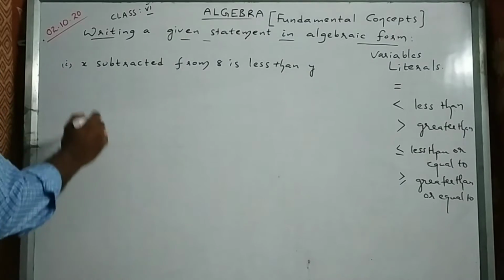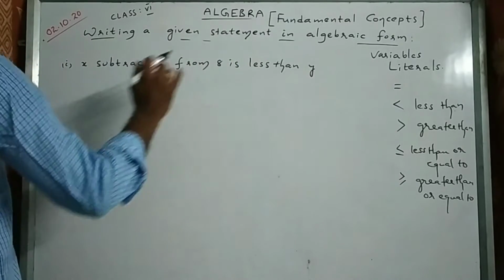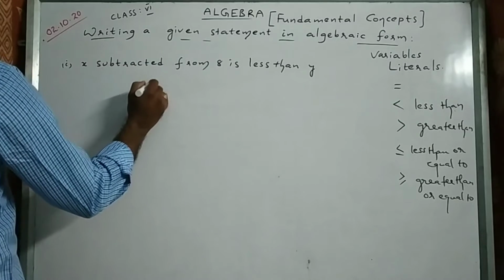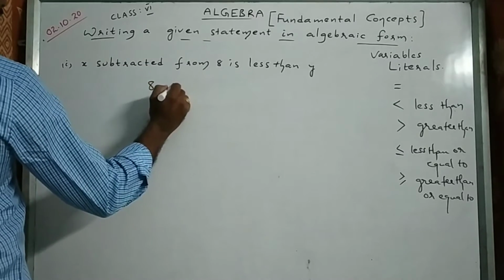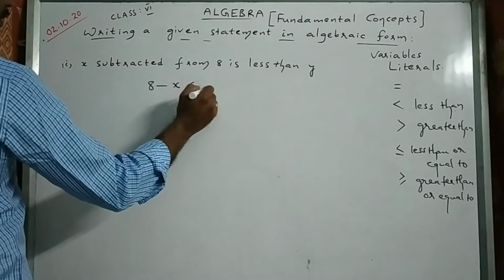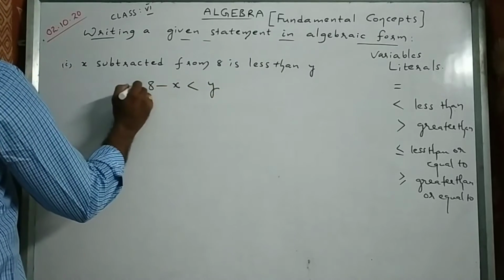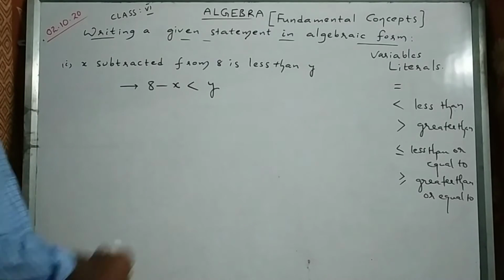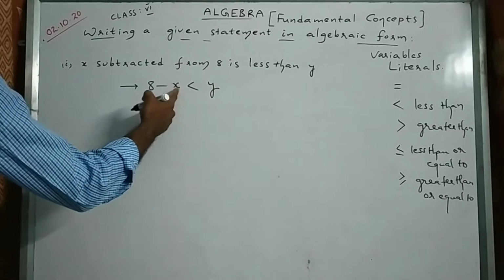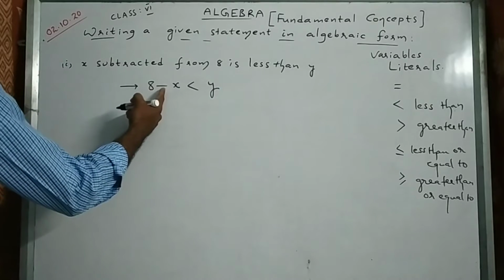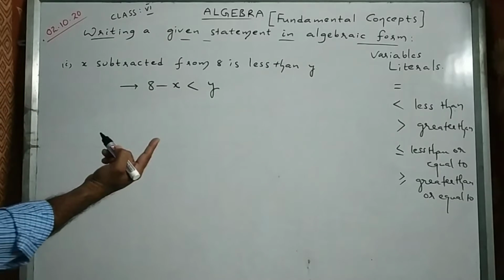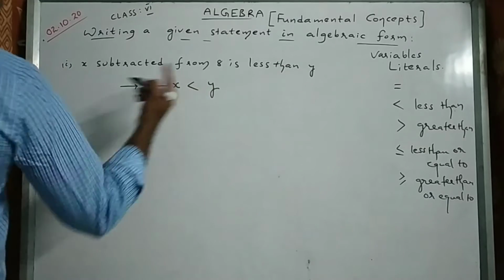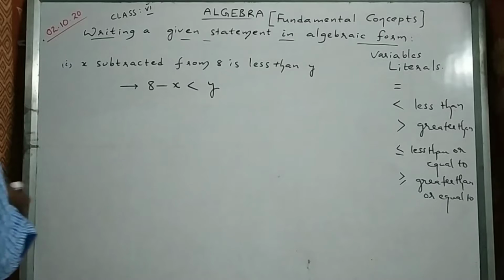So this statement can be written in algebraic form. X is subtracted from 8. So 8 minus x, and less than means this symbol. So symbolically we write like this: x subtracted from 8, so 8 minus x. Subtraction means minus. X is subtracted from 8 less than y. Okay, like that we will write.